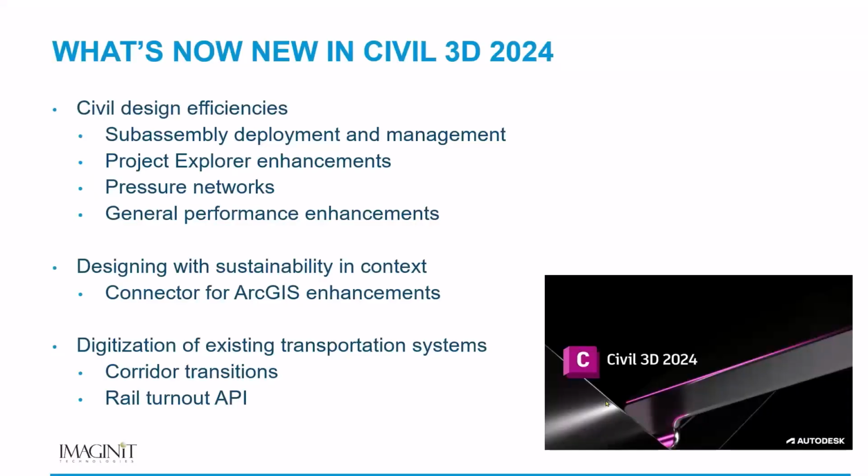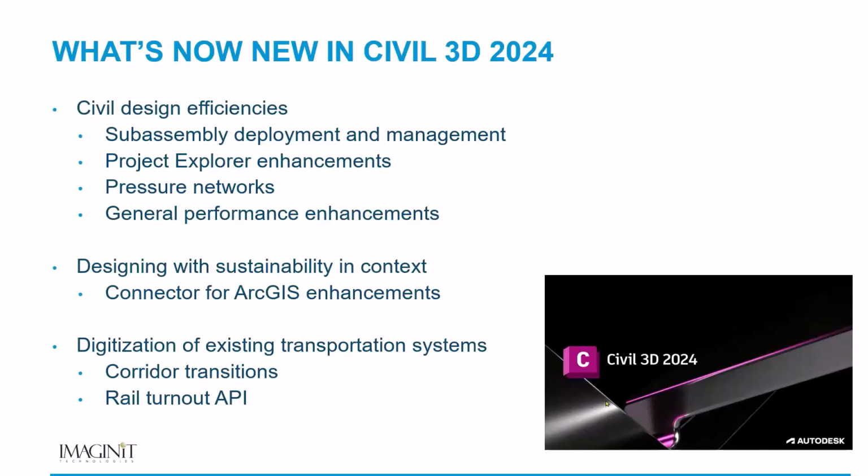And overall, we have civil design efficiencies here. The sub-assemblies got some updates, not only in the composer, but on the civil side as well. Project Explorer got an enhancement as well. Pressure networks were enhanced to work a little bit better in this year's release, a couple little add-ons. Just overall general performance enhancements, just to make the civil software run smoother, quicker, faster.